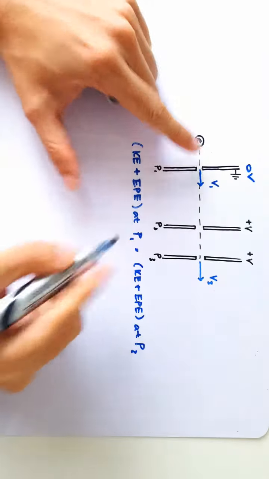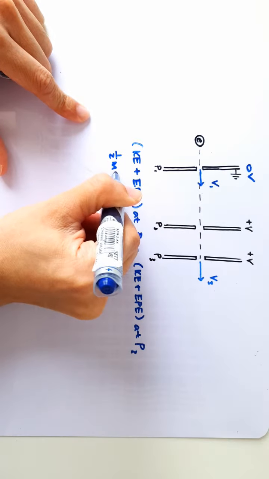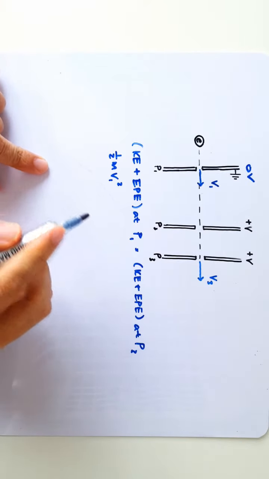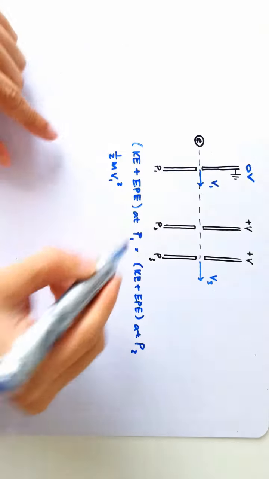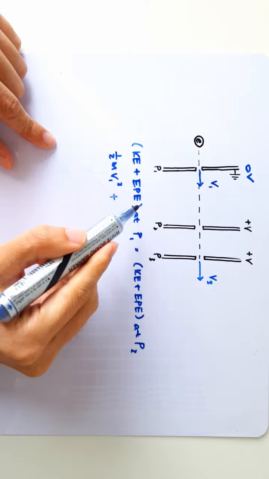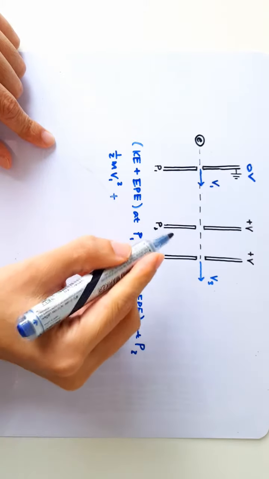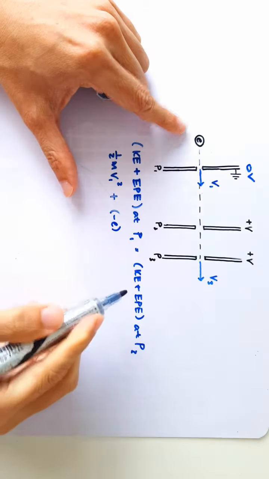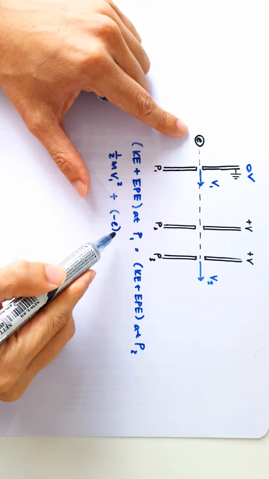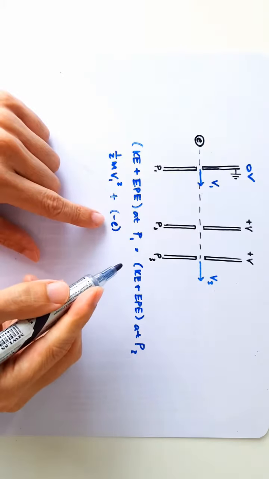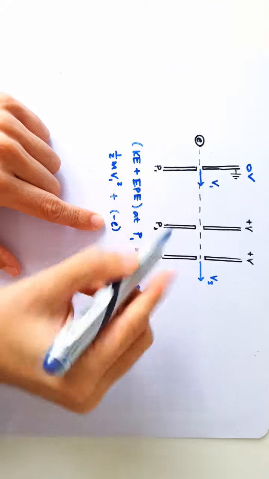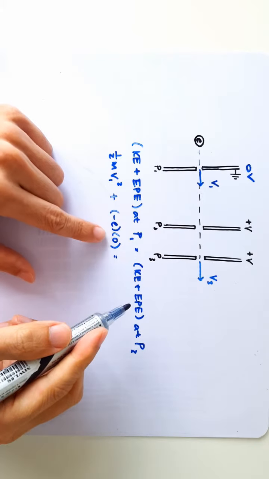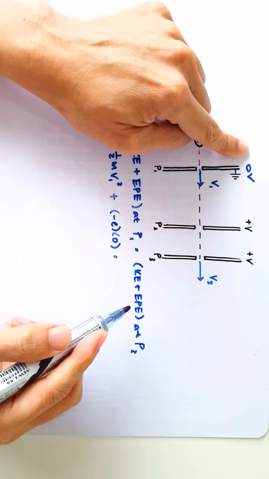So the KE when it's at P1, we can write it as half mv1 square. m is the mass of the electron. The EPE when it's at P1 is given by Q times V, right? The thing to note is the charge of the electron should be written as negative e, which is negative 1.6 times 10 to the power of negative 19 coulombs. So the charge is negative e times the potential here, which is 0. So actually the EPE of the electron when it's at P1 is 0, because the potential here is 0 volts.